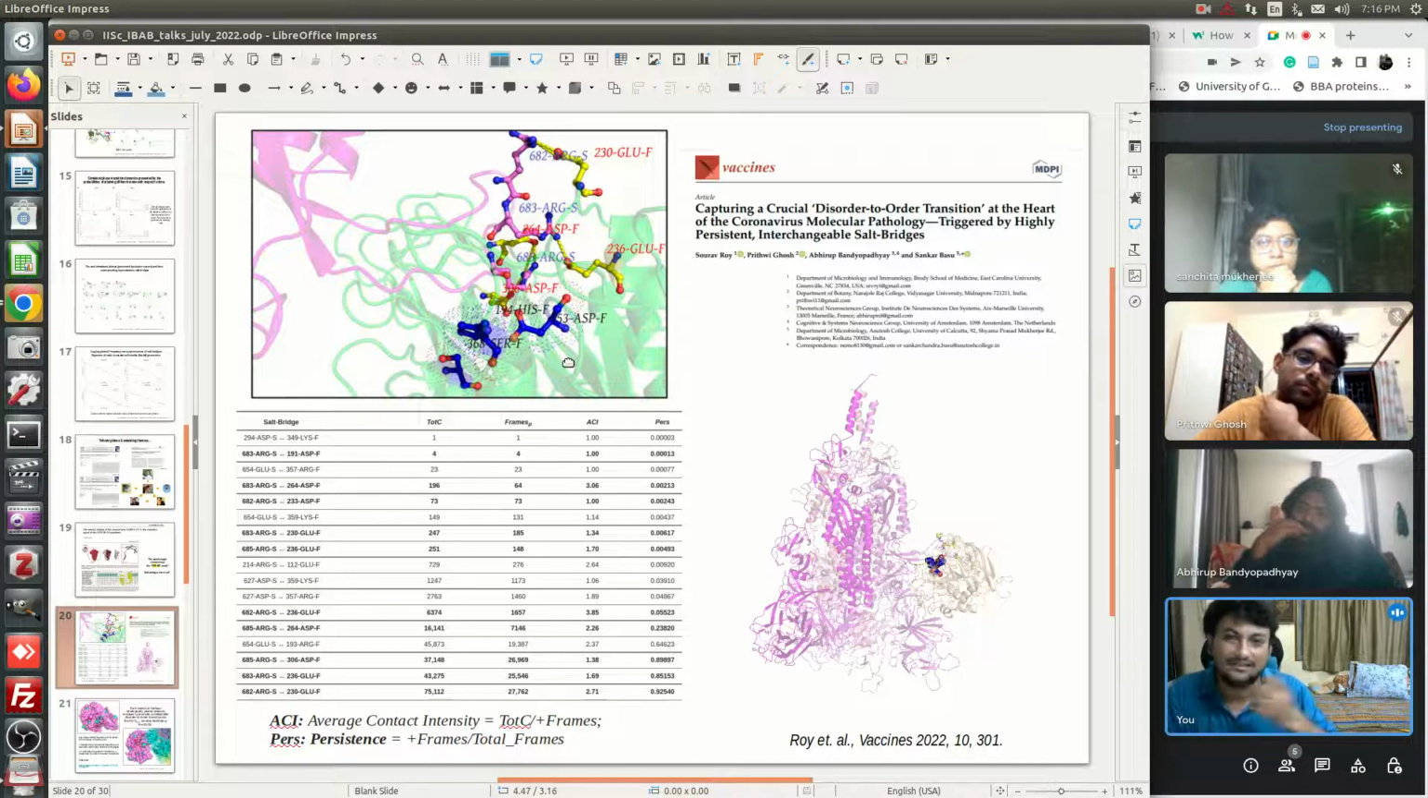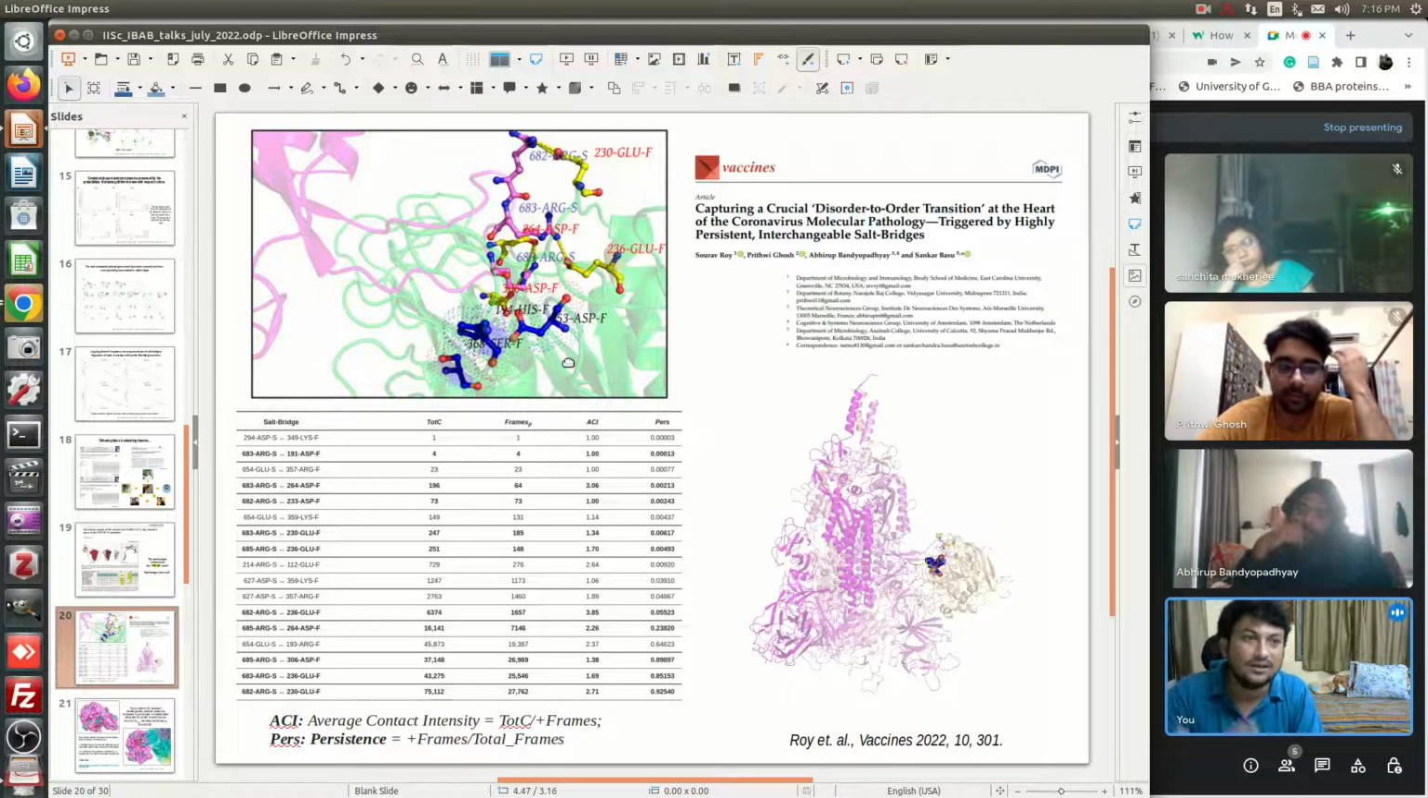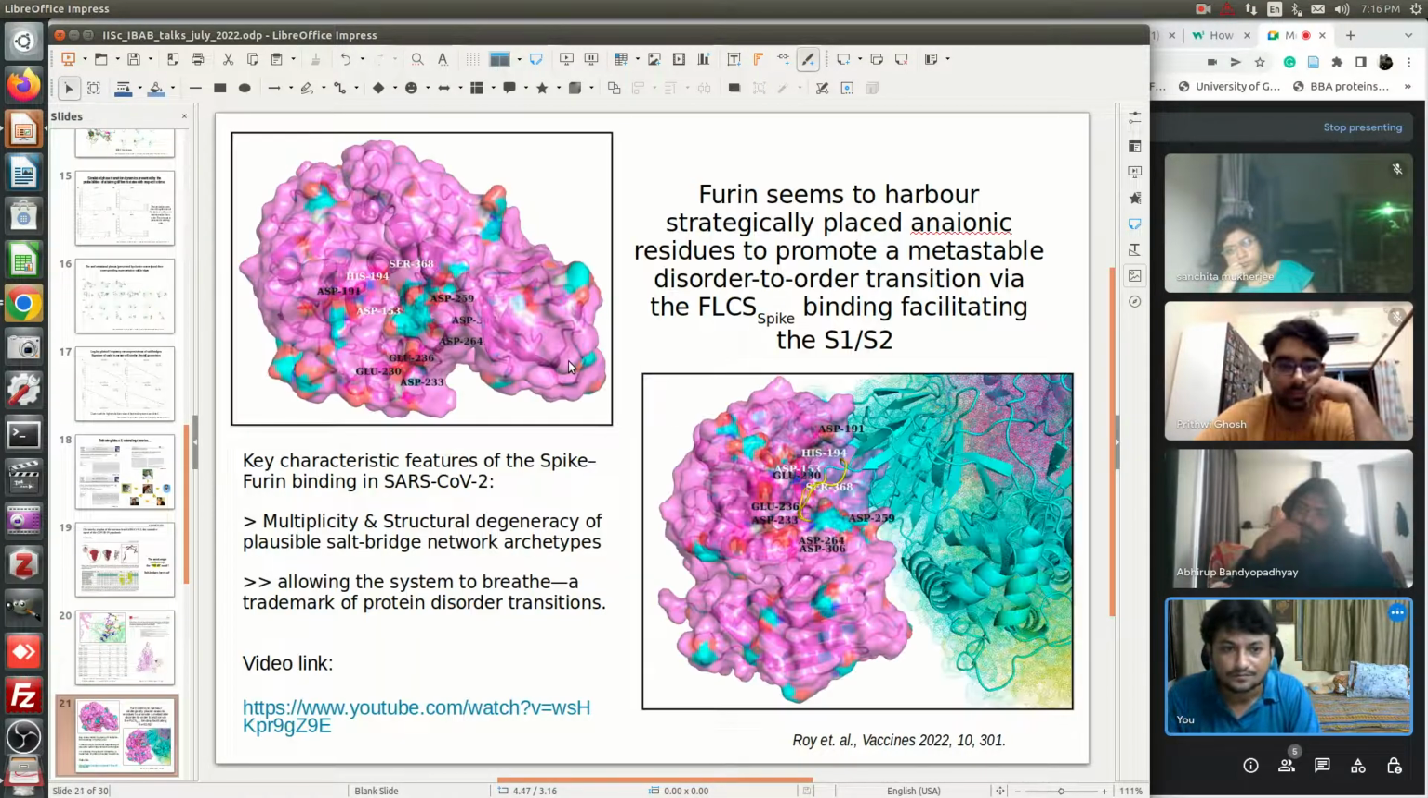labeled it as a disordered loop, and people have also mentioned in the structural studies that this is a disordered loop. So starting from there, the intuition made us think that salt bridges are probably forming these very highly persistent salt bridges. They're holding the loop tightly, which is facilitating the cleavage, and this is therefore undergoing a disorder to order transition.